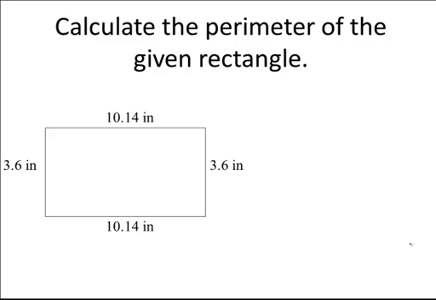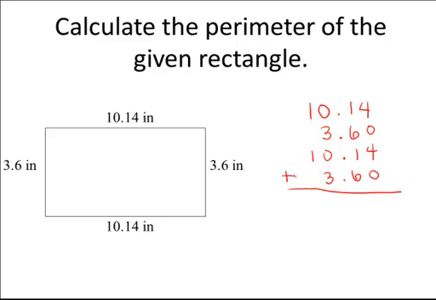Calculate the perimeter of the given rectangle. Remember that perimeter is distance around a figure, so I want to add up these 4 numbers. I'll write them vertically, lining up the decimal points, and adding zeros as placeholders onto the end of each 3.6.